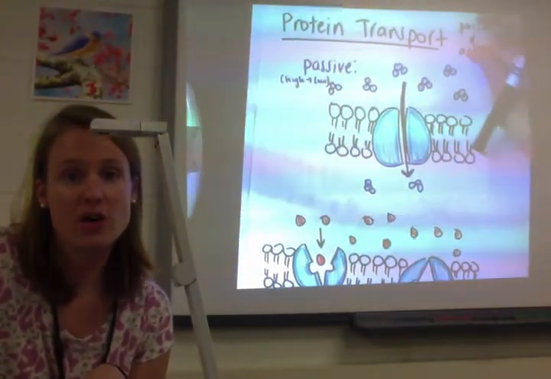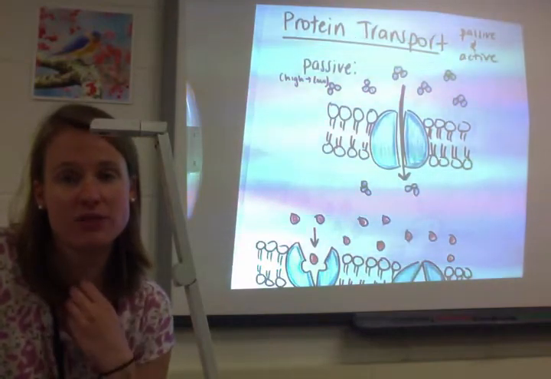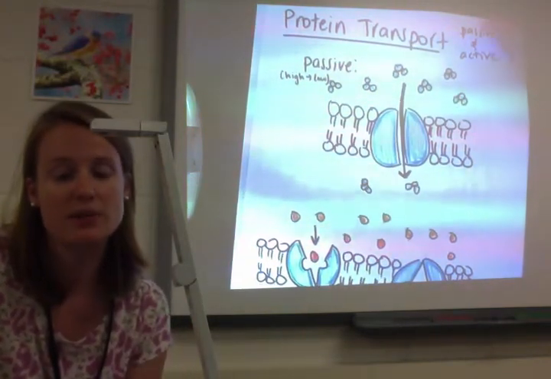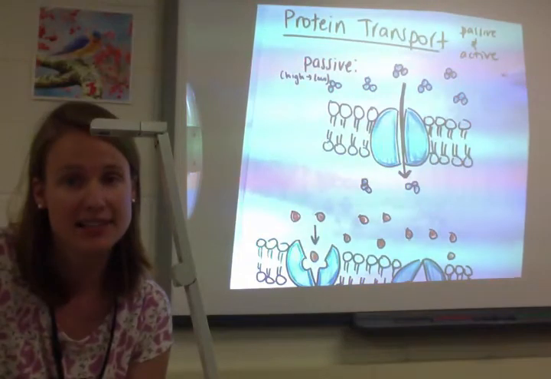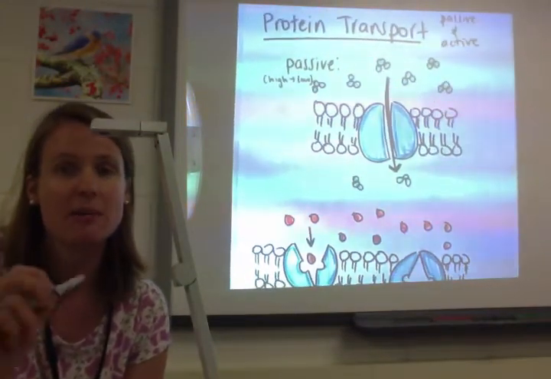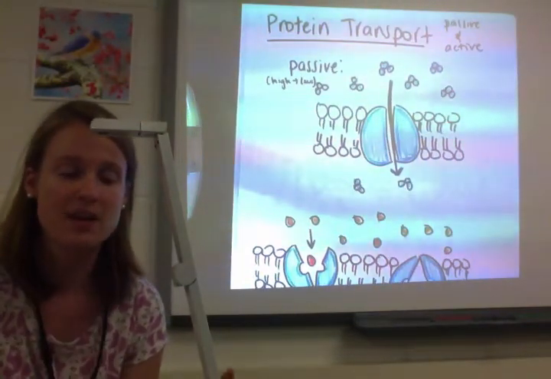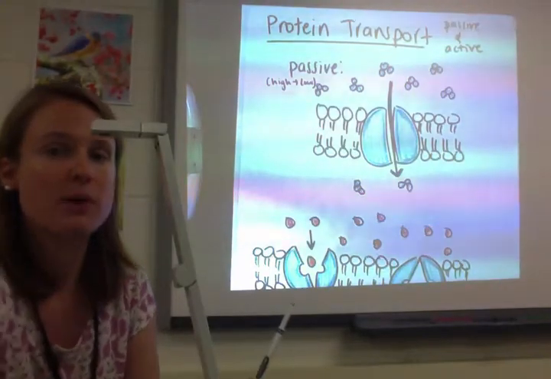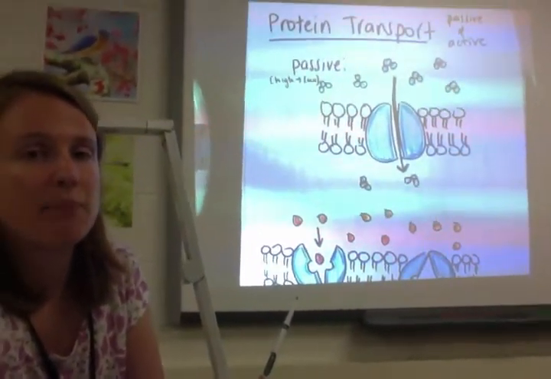There is also another way that stuff gets through the membrane, which is through proteins. Proteins have both passive and active transport systems. I'm going to talk about passive first and then active. For passive transport proteins, there's two ways that it can happen.